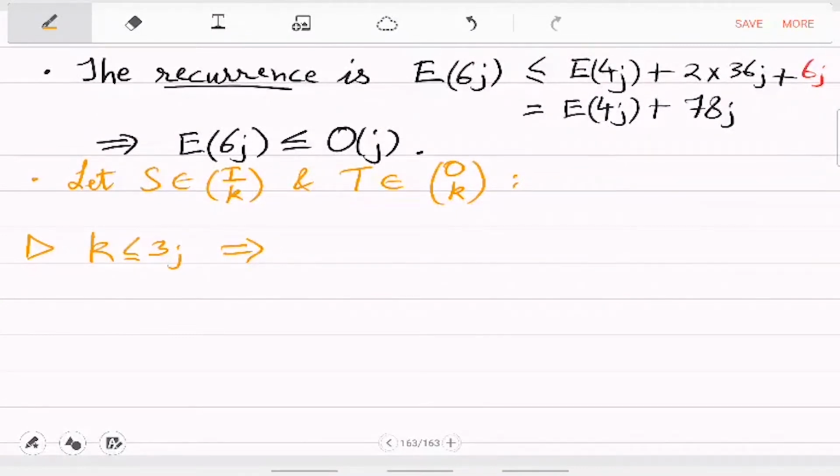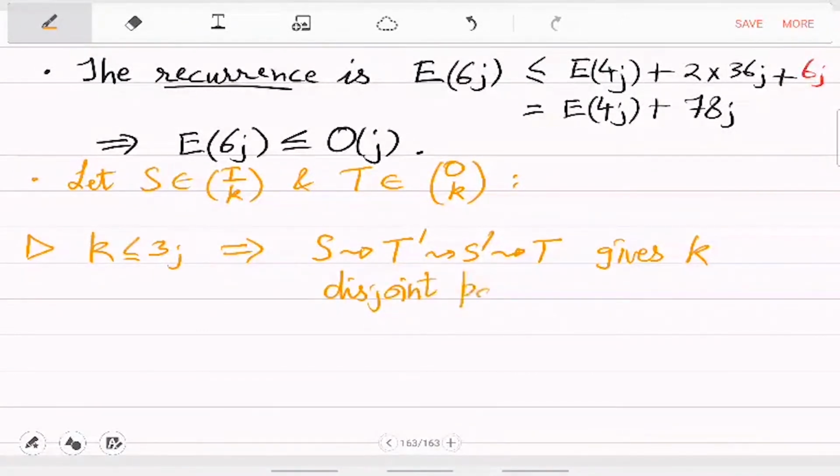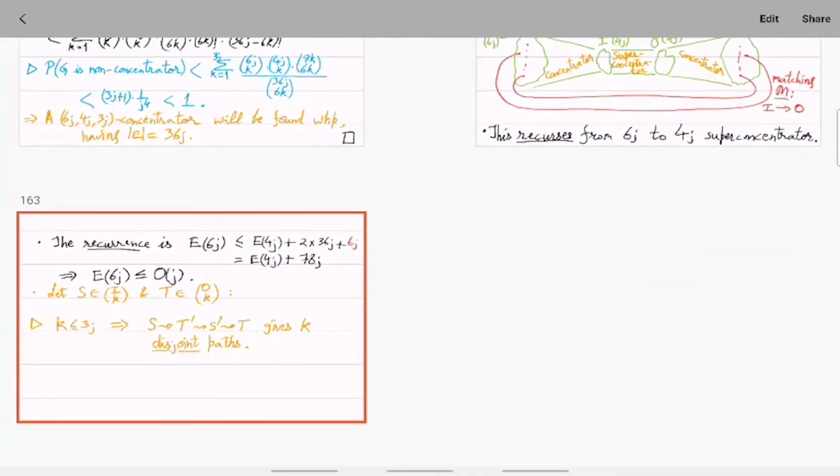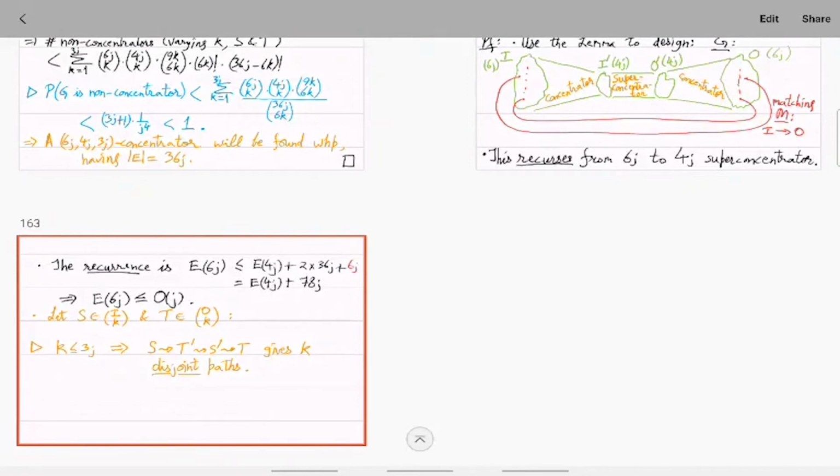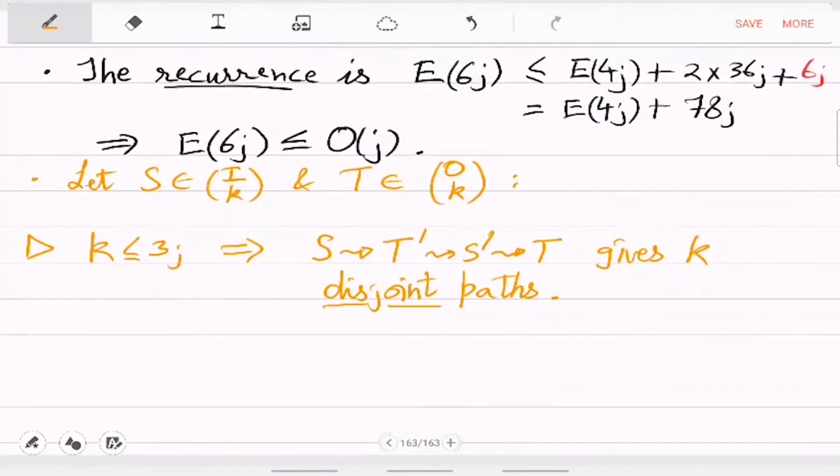So, you get that S to a T prime, T prime to an S prime, and S prime to T, there are k disjoint paths. So, S to T prime comes from concentrator, S prime to T comes from concentrator, while T prime to S prime comes from super concentrator. So that is for small k, but there is another case, that of k more than 3j, but then it will be below 6j. What about this case?